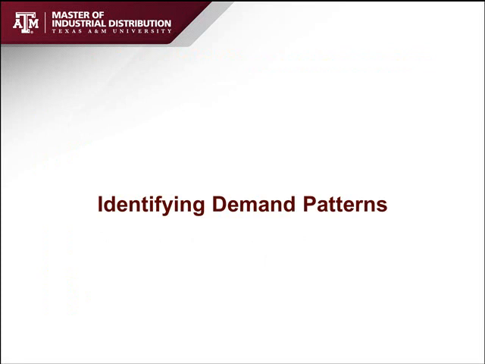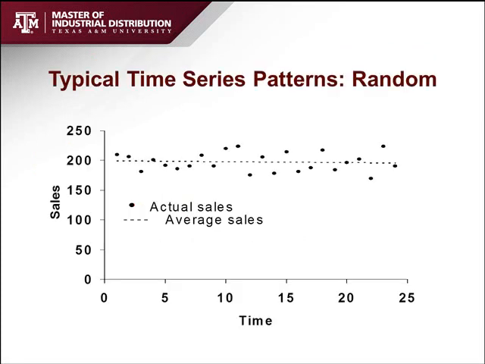There are different demand patterns, especially in terms of time series forecast, which we will discuss later. The first one is a random demand around a number, basically. In this case, it seems around 200 we have fluctuating demand, but it is really close to that 200 number.